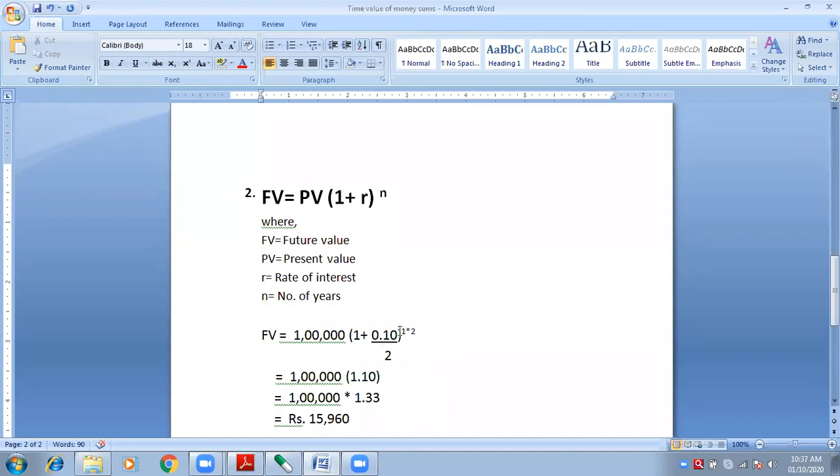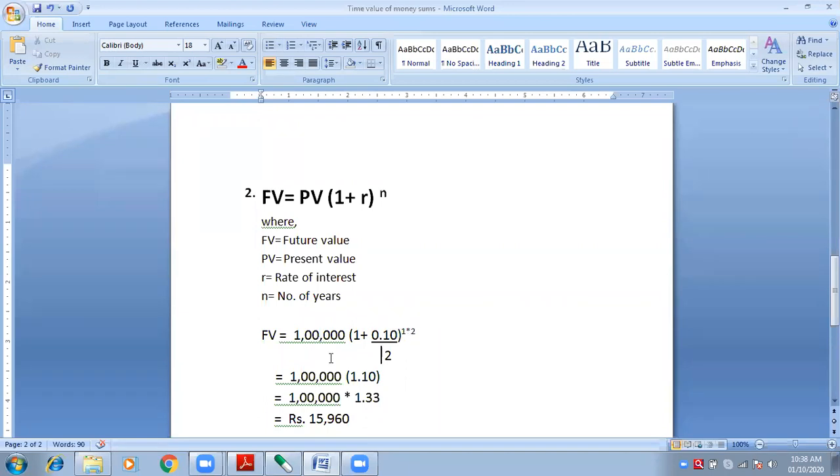So after the bracket, you have to multiply it with 2. And inside the bracket, it will be divided by 2 because 0.10 is half yearly, half. It is half. So divide by 2. Have you understood the concept? Tell me at least yes or no. Yes, ma'am.